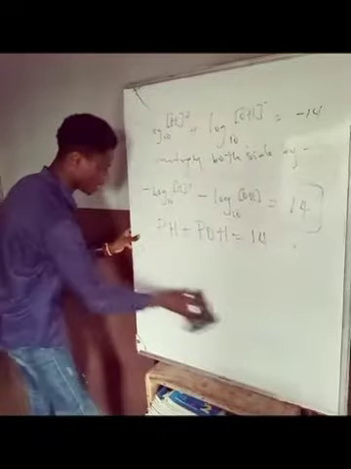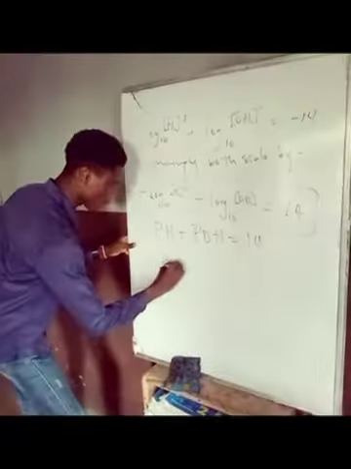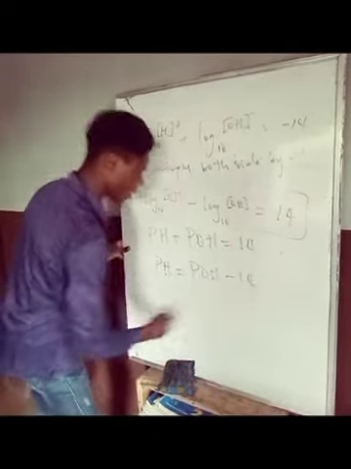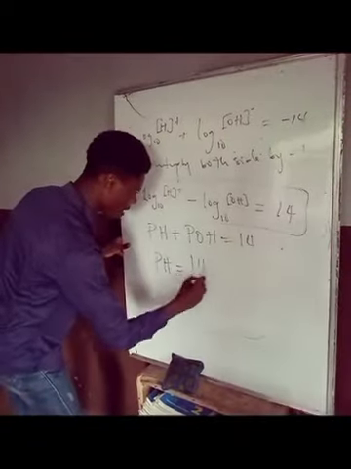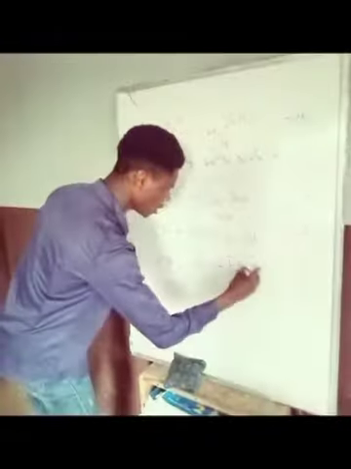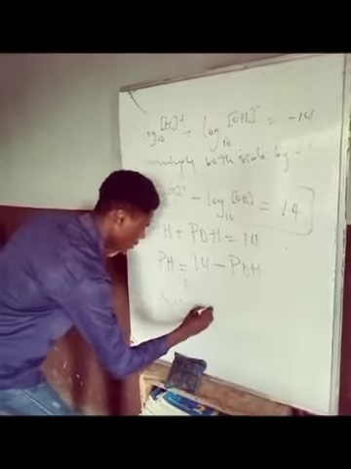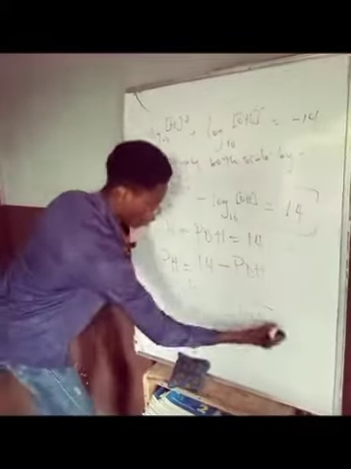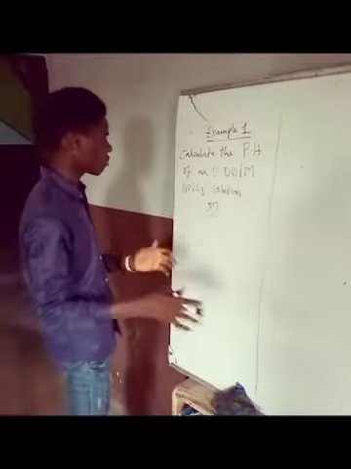So in summary, from here we can find our pH. We simply mean that pH equals 14 minus pOH, or pOH equals 14 minus pH. So I hope you guys have got example 1, to verify how to calculate pH and pOH.